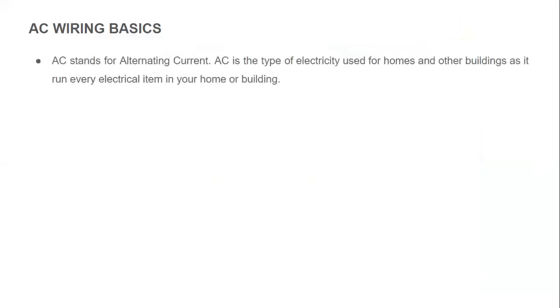First is AC wiring basics. What one must know is what is meant by wiring, and what are the technical ways to treat and handle them in order to be more on the safe side, right? So as you all know, AC stands for alternating current, and AC is a type of electricity used for home appliances in any commercial or industrial level.